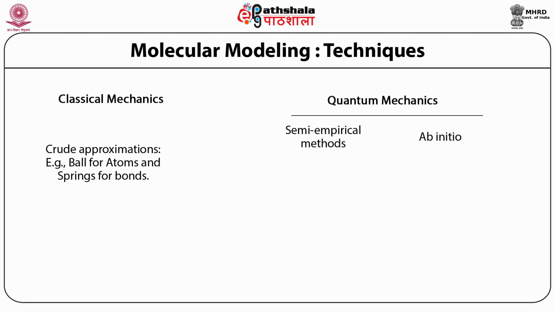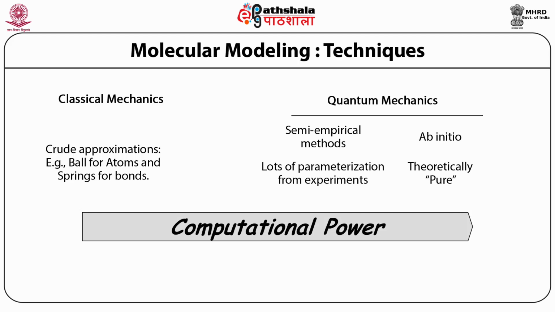Now, in case of the semi-empirical methods, the calculations involve a lot of parameterizations, and the parameters are taken from experimental data. On the other hand, the ab initio methods are theoretically pure in the sense that very little help is taken from experimental measurements. Finally, which method to use? Should we use classical mechanics methods or should we use quantum mechanics methods? The answer lies in the computational power that you require.